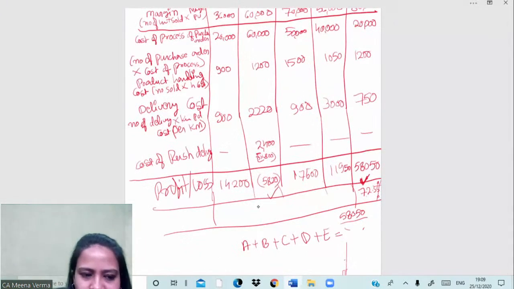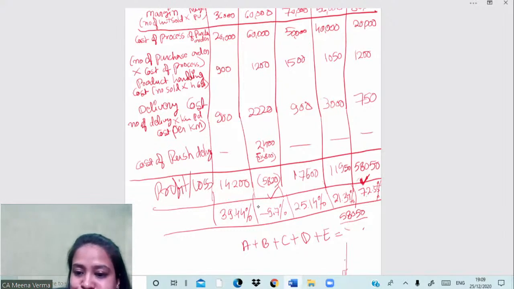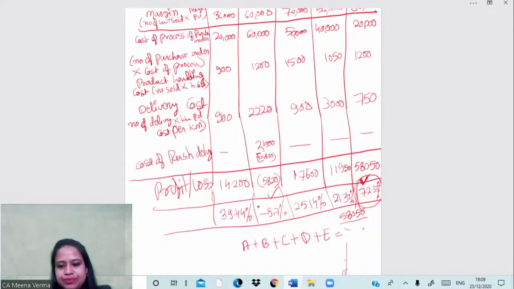Similarly, from here you will get 21.34%. Similarly, at this place you will get 25.14%. Similarly, at this place you will get 9.7%. Similarly, at this place, you will get 39.44%. So in this way, you can see the profitability is maximum from this place.